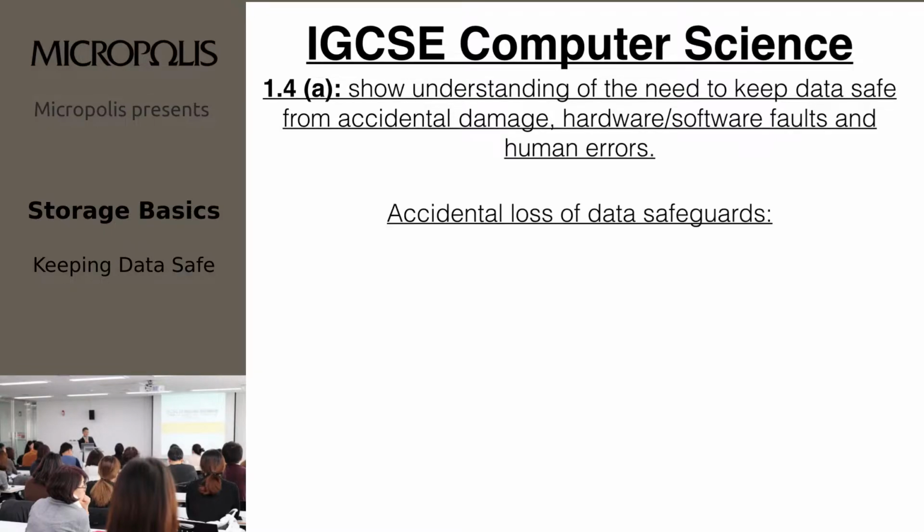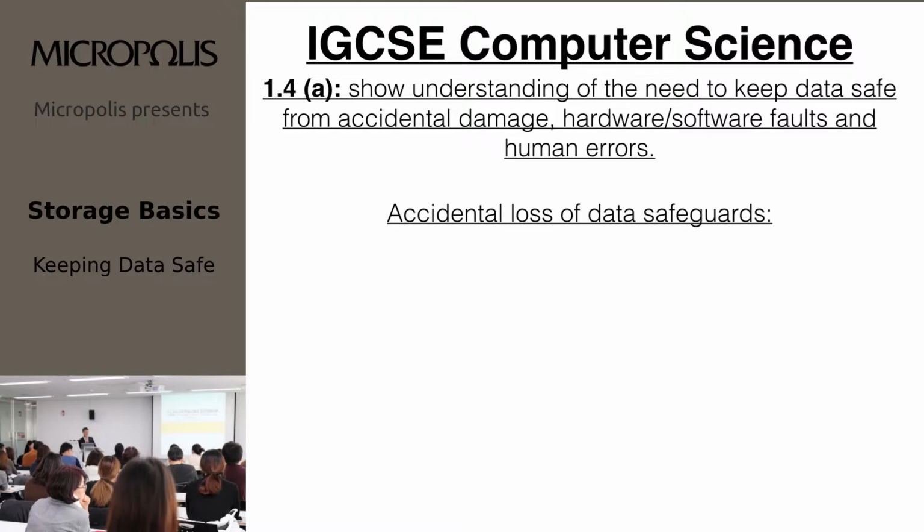So let's start with accidental loss of data. Accidental loss of data is when you accidentally lose data. An example could be if you're clearing out your computer to save some space, and then you accidentally delete a file which is important. Oh no.